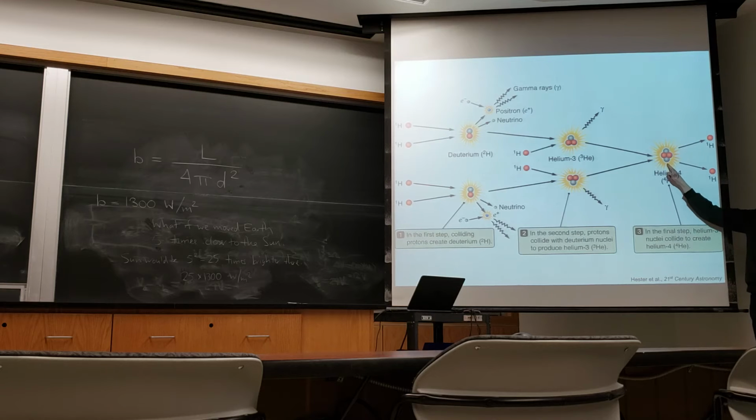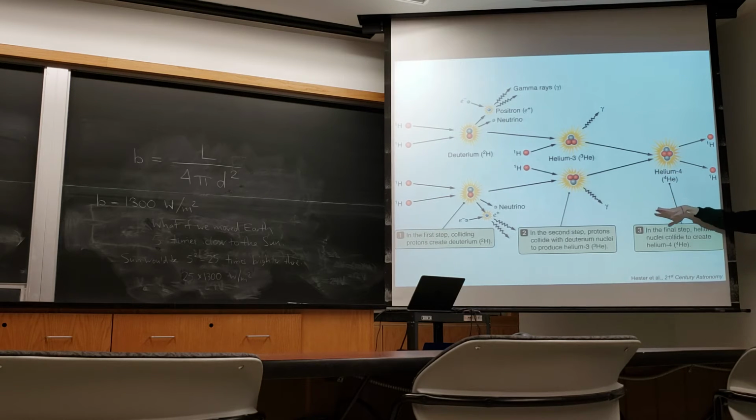Each of these neutrons here used to be a proton. So there are 4 nuclear particles in the helium-4 nucleus. 2 of them are neutrons, but they used to be protons. So in fact, the net reaction is 4 protons makes 1 helium-4 nucleus plus energy, because 2 of those neutrons in the helium-4 used to be protons.